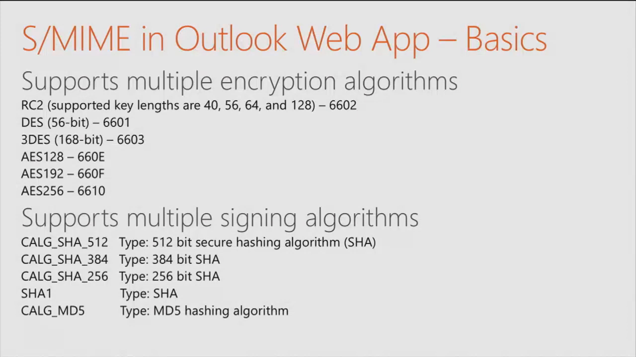But one thing to keep in mind, you see where we have the encryption algorithms, there's that little 4-digit code that's next to each one, like 6602 or 6610 or 660E and so forth. Those codes are important. You're going to want to know those codes because those codes will actually get used in the PowerShell commandlet where you will be choosing the encryption algorithm and the signing algorithm that you're using.